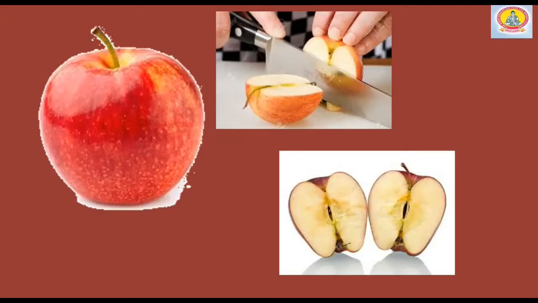Let us study about fraction. On the screen you see an apple. This apple is cut into two equal parts. Each part is half of this apple. This is represented by 1 by 2. We get two equal parts, that is two halves. We get the two 1 by 2 parts.